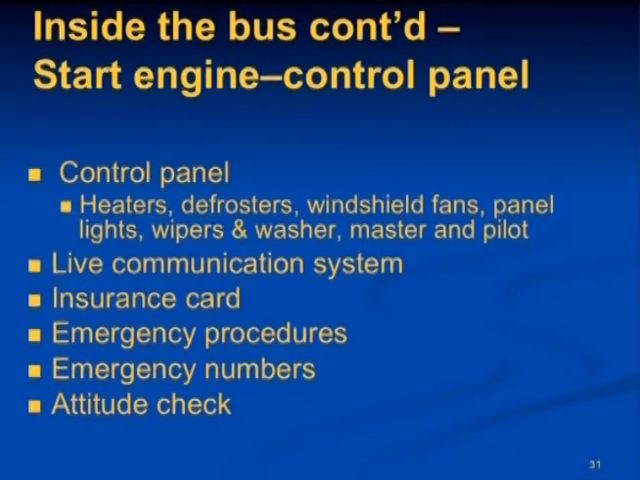Aim your windshield fans toward the windshield to assist in removing condensation. Use your roof vents to clear condensation also. Panel lights should be on and adjusted for brightness. Wipers and washers, make sure that they operate properly. Make sure your master switch and pilot lamps are operational. If equipped, these lamps indicate your amber loading lights, red loading lights, and strobe light have been activated.